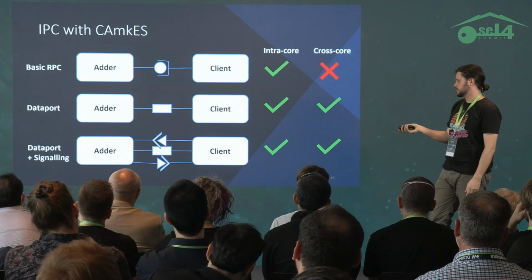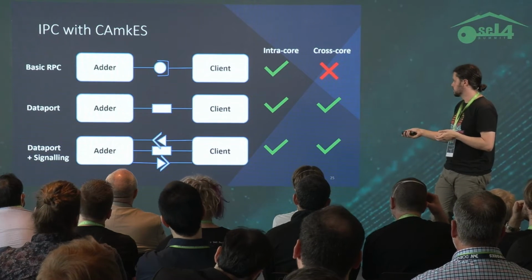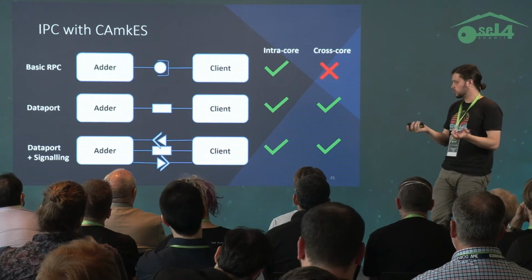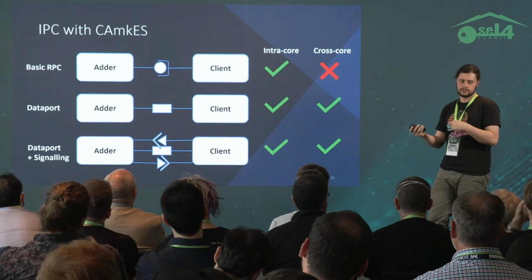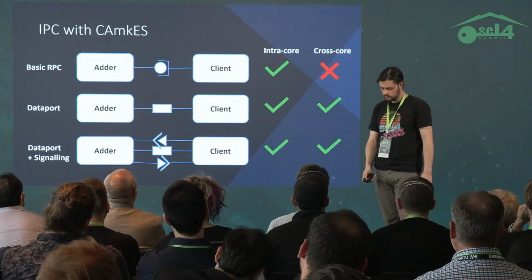And for signaling, it's similar, only instead of using a notification as in a single core system, when you're sending signals across cores, you can generate this IPI receiving capability on one side and sending capability on the other side.